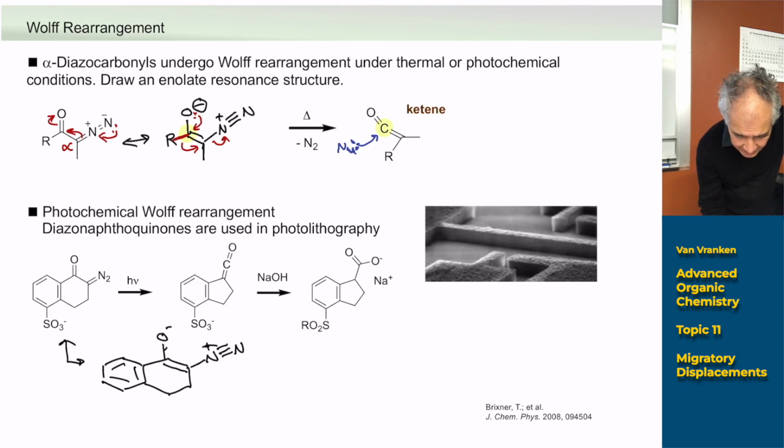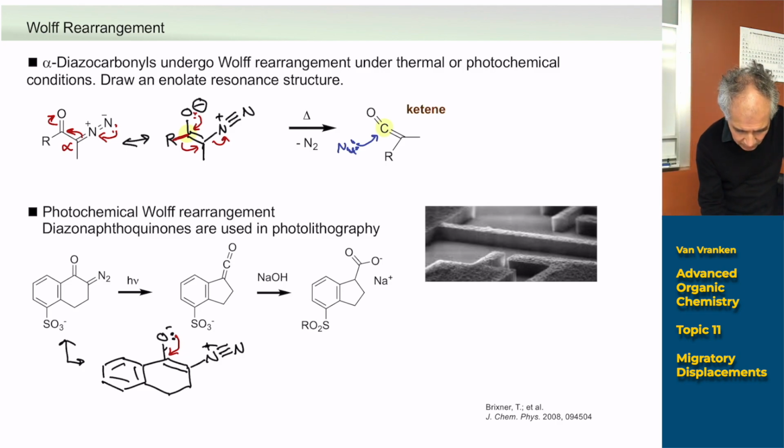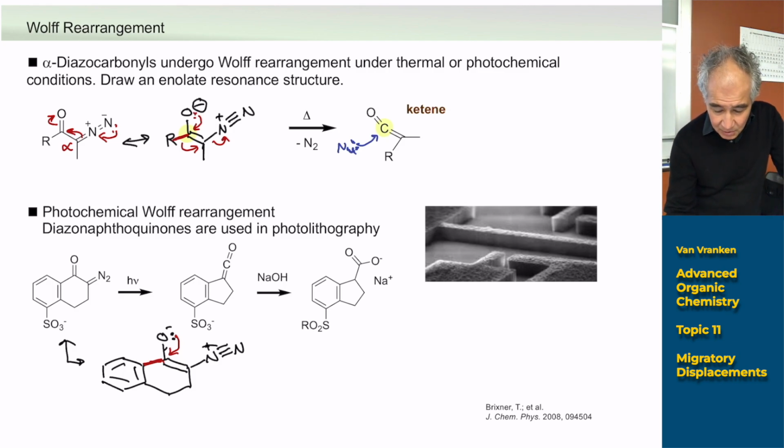And again, this lone pair over here on the oxygen is bending over and weakening this CC bond that is antiperiplanar to that. It's weakening this bond. This bond is now more nucleophilic. It's weaker. It's easier for that to migrate. And in this case, for photolithography, you don't use heat.